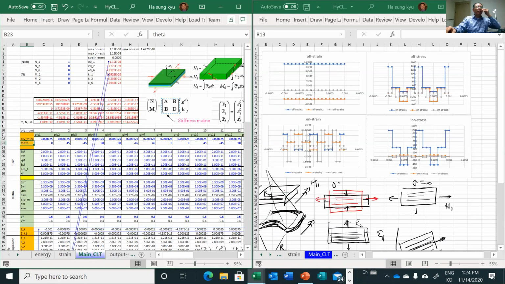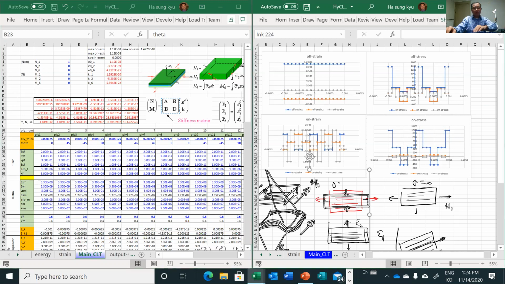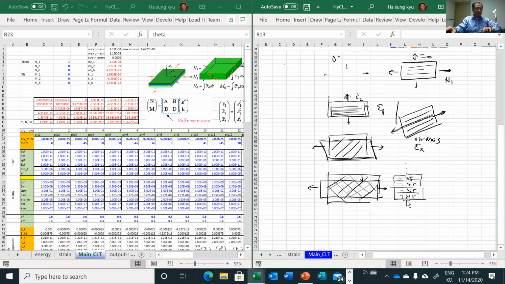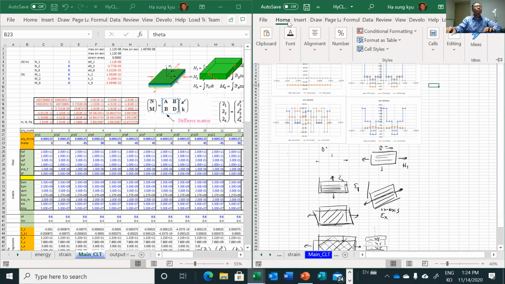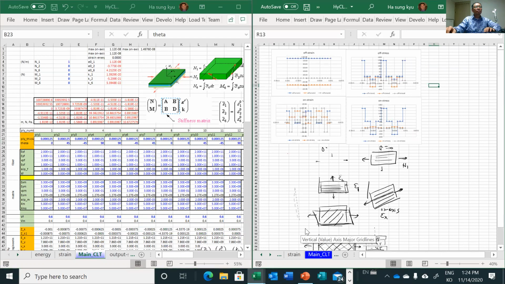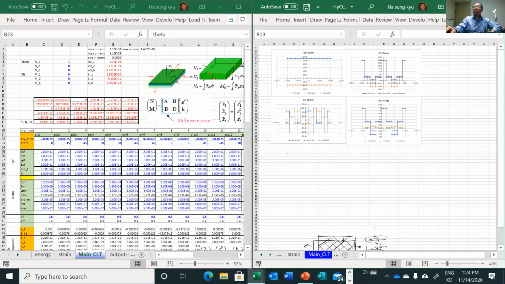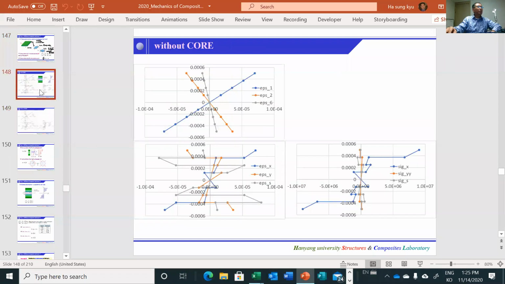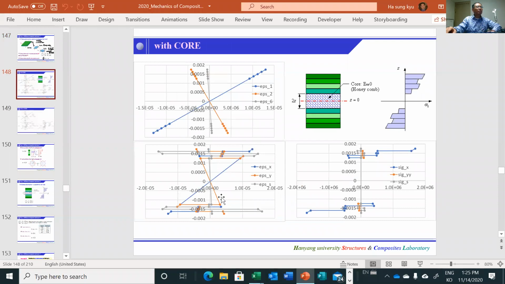I'm going to delete this. Quasi-isotropic. Here we tried several cases.